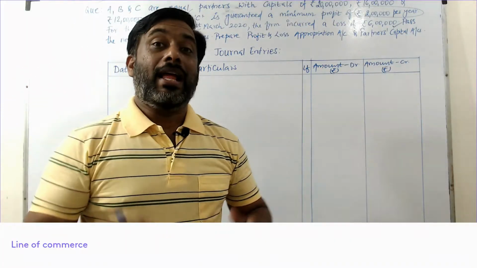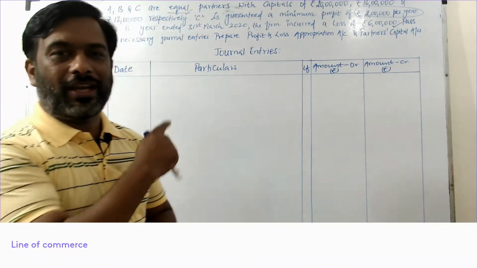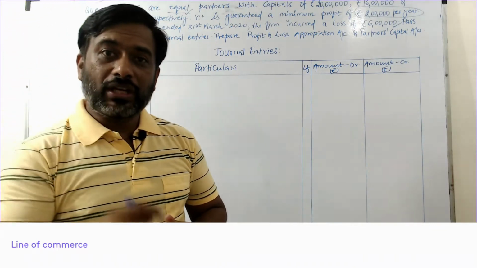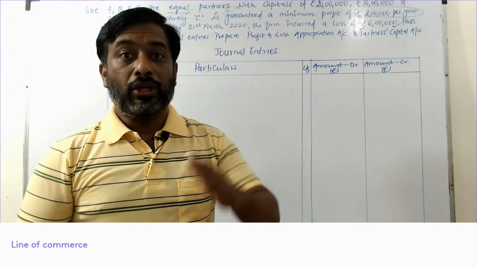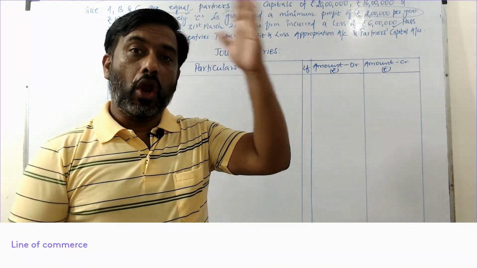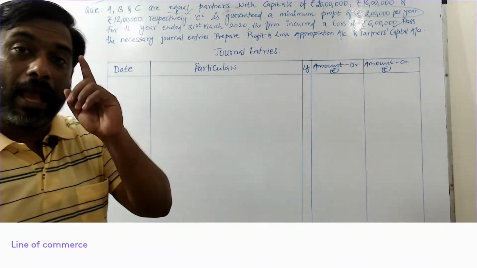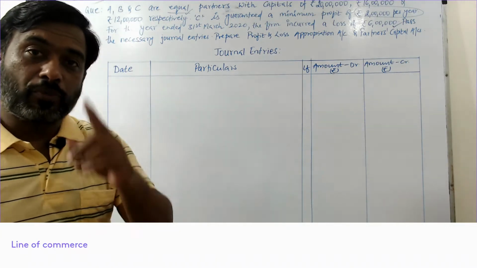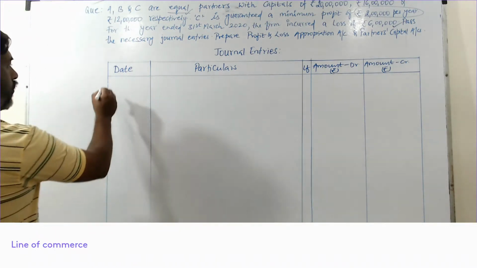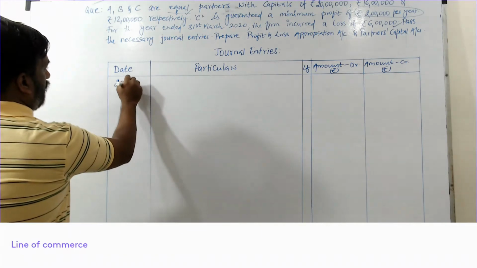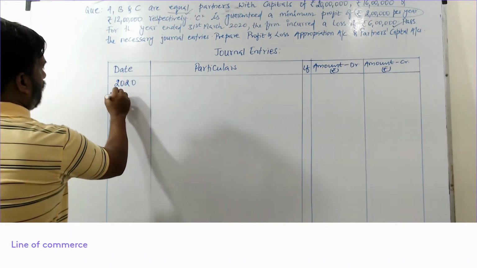Okay, let us pass the journal entries. The first journal entry what you need to pass is you need to transfer your loss from your profit and loss account to your profit and loss appropriation account. So that will be your first entry. So the date will be March 31st.